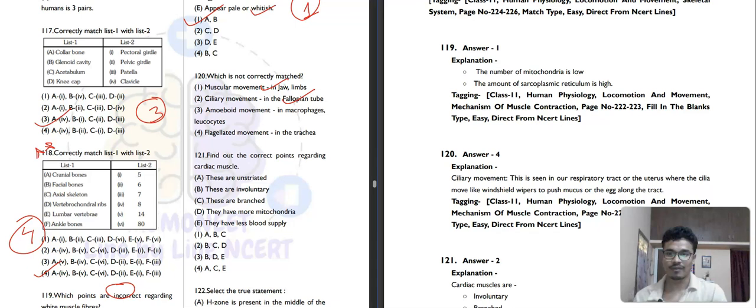Amoeboid movement in macrophages and leukocytes, correct. Flagellated movement in trachea? This is ciliary movement. So the fourth option is the correct one. That is incorrect. I mean incorrectly matched, not correctly matched.